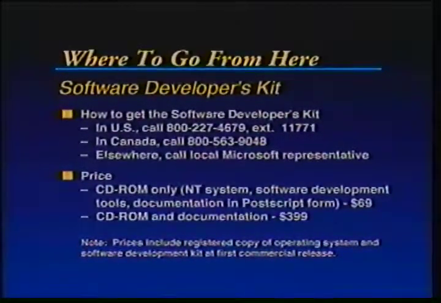get that software. The price within the US for the CD-ROM only, which includes both the operating system, the Software Developers Kit, as well as online documentation in PostScript format, is $69, which is an excellent price, especially when you consider that when the final version of Windows NT comes out, you will get a fully licensed copy of both the operating system and the Software Developers Kit. If you absolutely have to have the documentation, you can pay a little bit more money for that, and you'll get that.